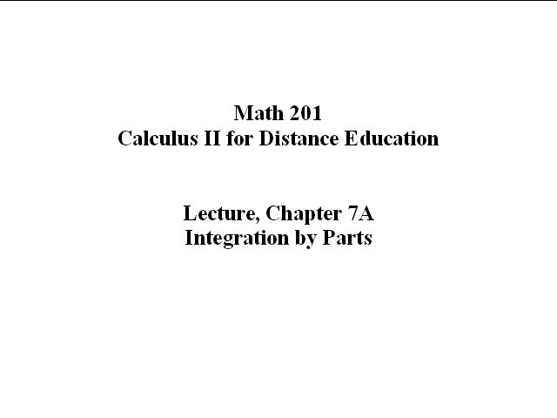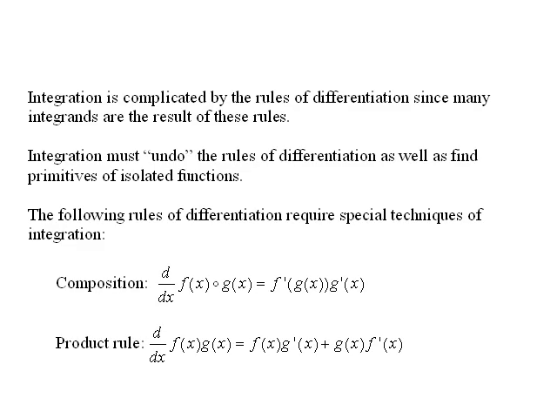This is Lecture 7A for Calculus 2 on integration by parts. Integration is complicated by the rules of differentiation. The reason for this is that many of the integrands that we try to integrate are the result of these rules. So integration must sort of undo these rules of differentiation as well as find the primitive of isolated functions.